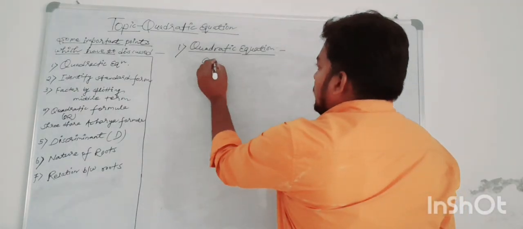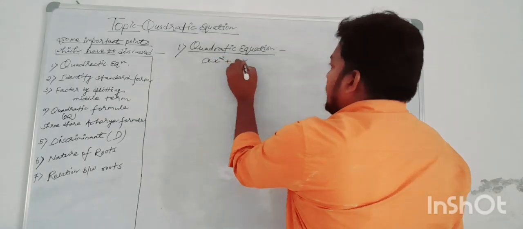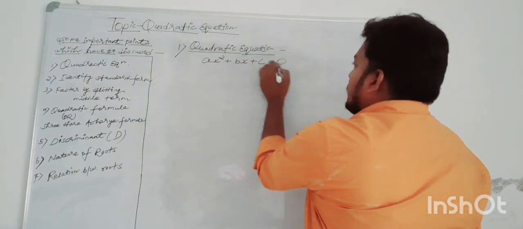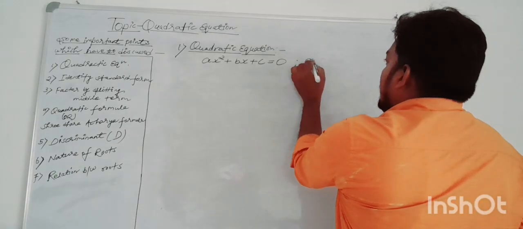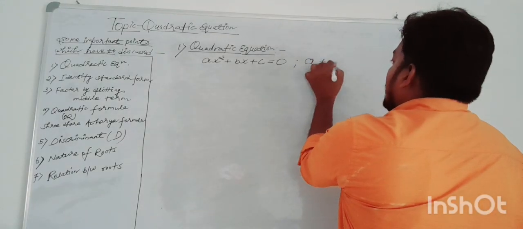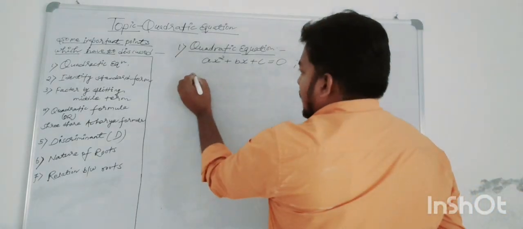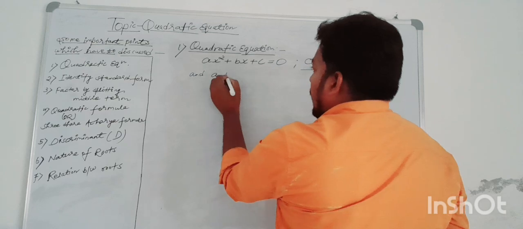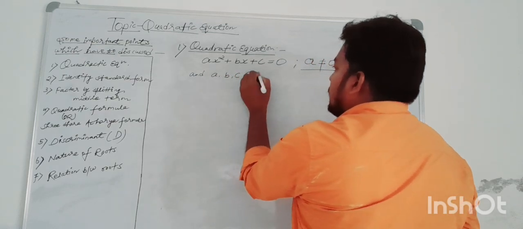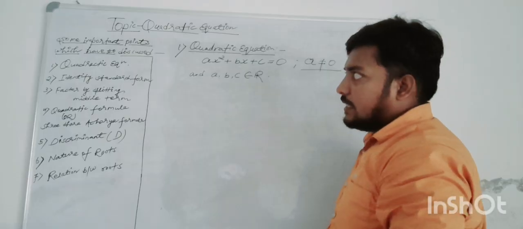So we write ax square plus bx plus c is equal to 0, and here the condition on a is non-zero, and a, b, c belong to real numbers. This is the quadratic equation.